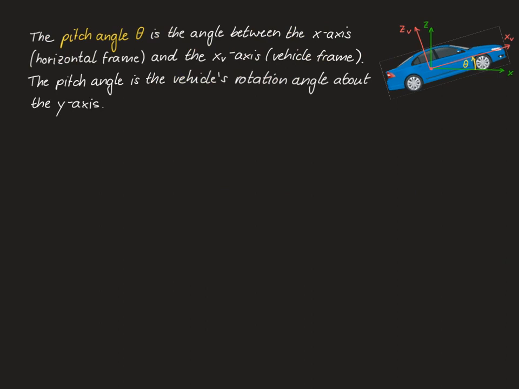The pitch angle of the vehicle, which we denote with a lowercase Greek letter theta, is the angle between the x-axis of the horizontal frame and the x_v axis of the vehicle frame. Or if you will, the pitch angle is the vehicle's rotation angle about the y-axis. And the situation is illustrated in the diagram on the right-hand side. The angular velocity theta dot is called the pitch rate of the vehicle.